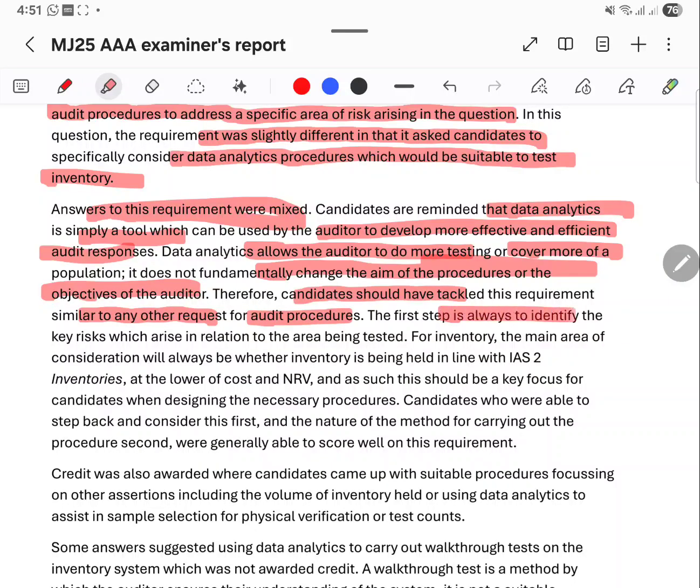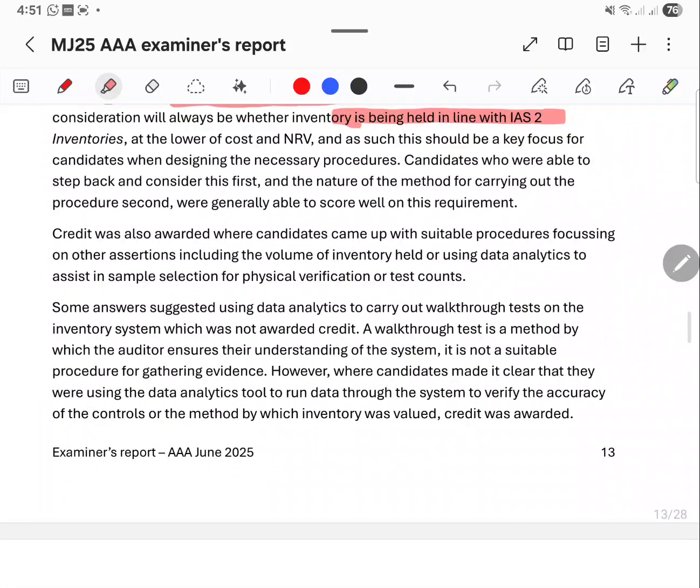The first step is always to identify the key risks which arise in relation to the area being tested. For inventory, the main area of consideration will always be whether inventory is being held in line with IAS 2 Inventories at the lower of cost and NRV. As such, this should be a key focus for candidates when designing necessary procedures.